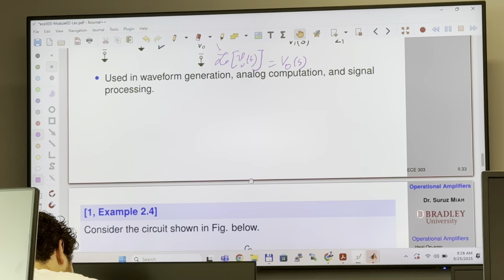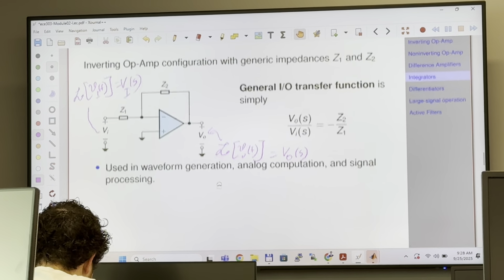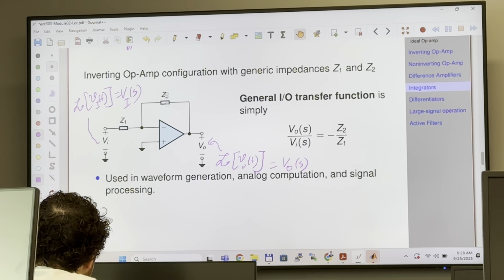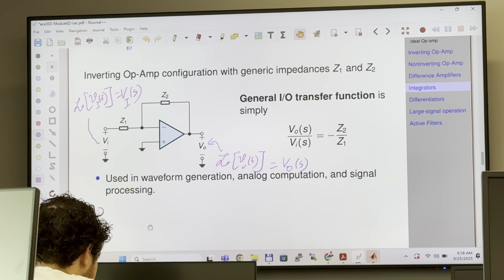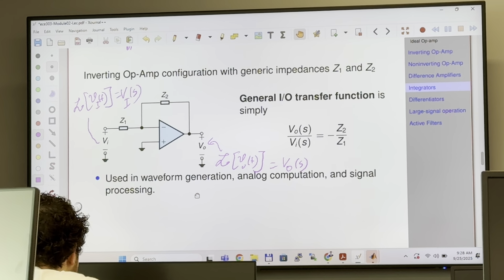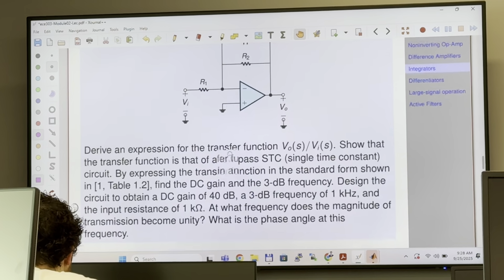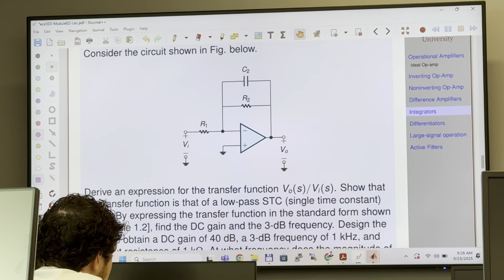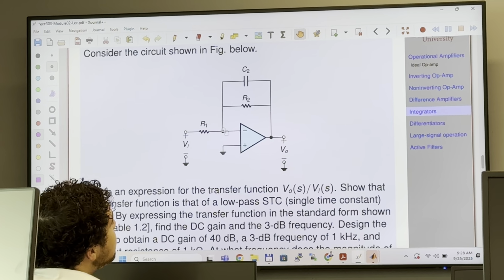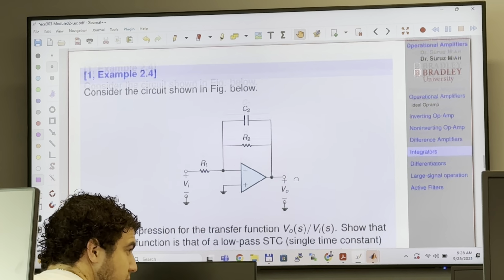Op-amp integrators are used in waveform generation, analog computation, signal processing, and so on. These are some applications. Let's go through just the analysis part, but the numerical part I will go through in our next class.